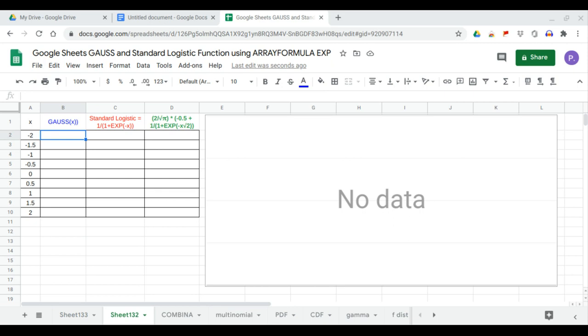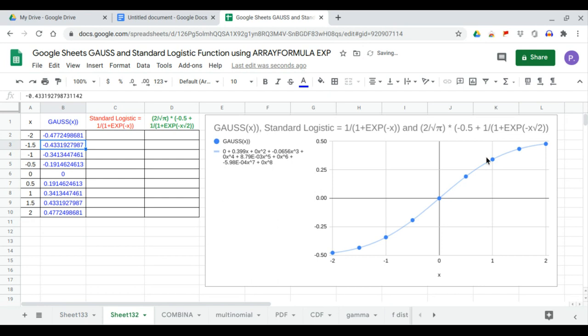In this video, we'll show the relationship between GAUSS and the standard logistic function using array formula and exponent function. We begin with the GAUSS functions. Array formula, GAUSS of the x values from -2 to +2. And here you have the trend line and the trend line polynomial to the degree 8.